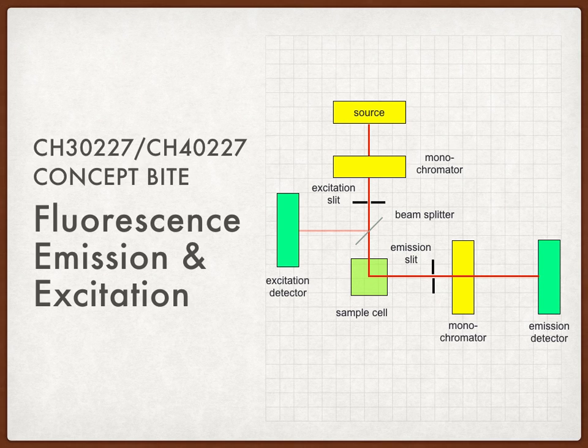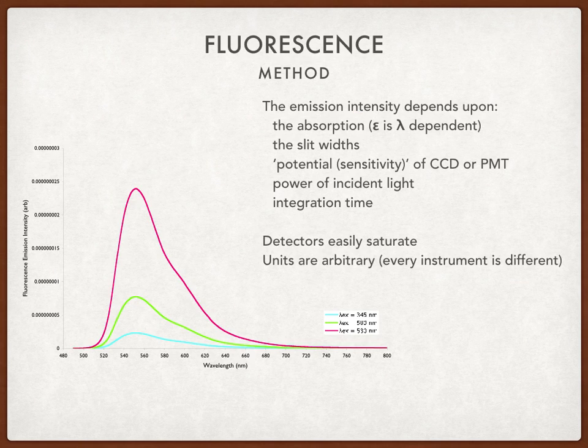The other thing to note in this is the presence of excitation slits. The excitation slits are used to control the bandwidth of light going into the sample and coming out. One of the problems with fluorescence spectroscopy is the fact that the emission intensity is dependent upon a number of things. It depends on how much the molecule is absorbing, which depends upon the extinction coefficient and is ultimately wavelength dependent as well. And it depends upon the power of the incident light. The brighter the source, the more fluorescence I'd see.